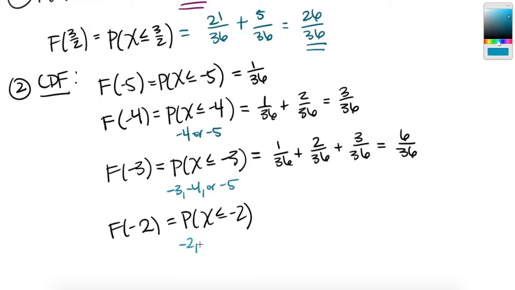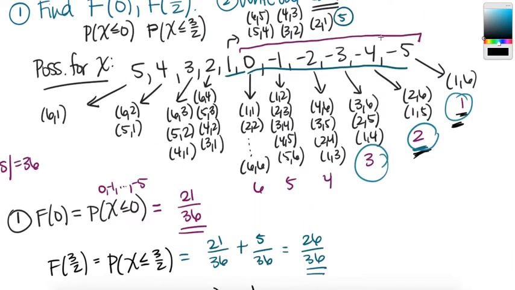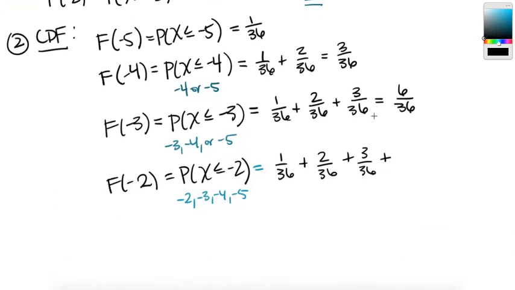So it could be -2, -3, -4, or -5. And let's see, so that's going to be 1, 2, 3, and then there should be the options where it's -2. There are 4 options there. Okay, 4 over 36, for a total of 10 over 36.